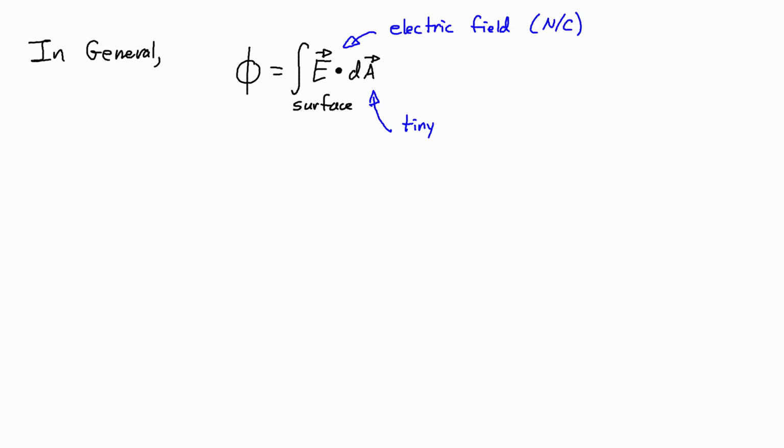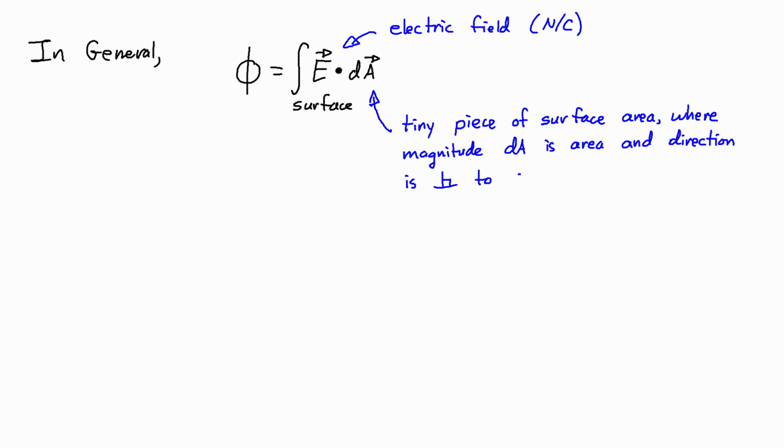Now, to calculate flux in general, it's actually defined by an integral, and it's a surface integral. And it's the surface integral of the electric field and then the dot product, dA. dA is a tiny piece of surface area, where the magnitude dA is the area and the direction is perpendicular to the surface and outward. And the units for dA, because it's area, are just meters squared.